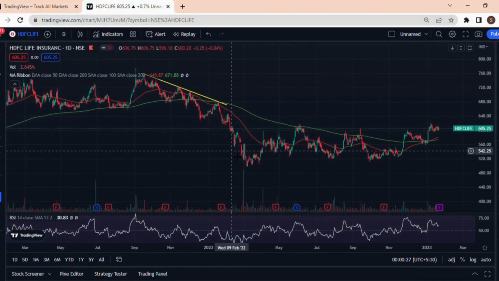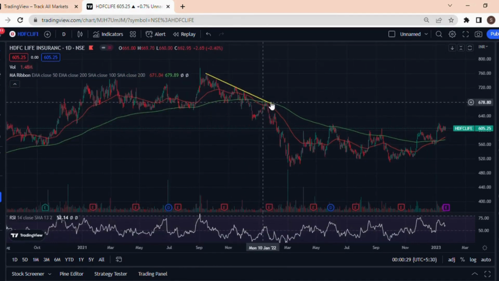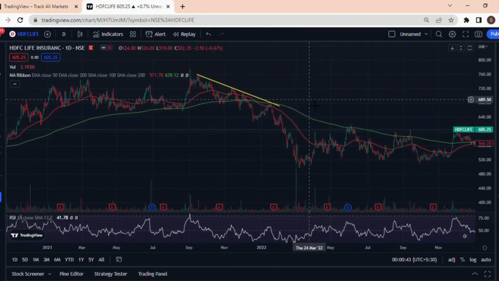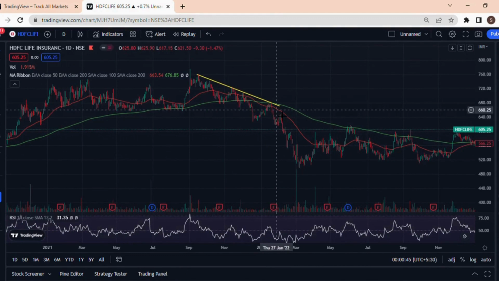And that is quite expected. Once the stock breaks its 200-day exponential moving average as well as its 50-day exponential moving average, there are a lot of people who exit their long positions, and there would be a lot of people who would short the stock.